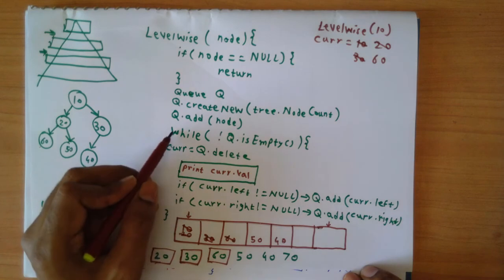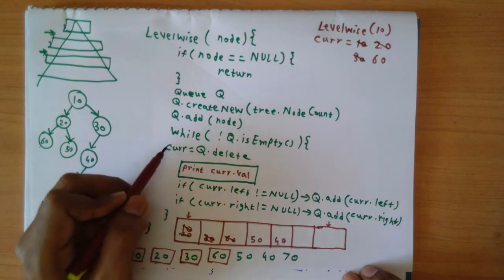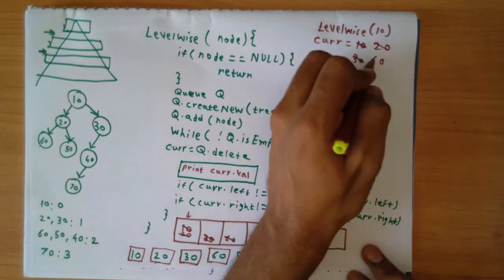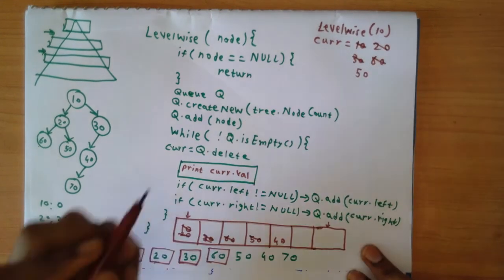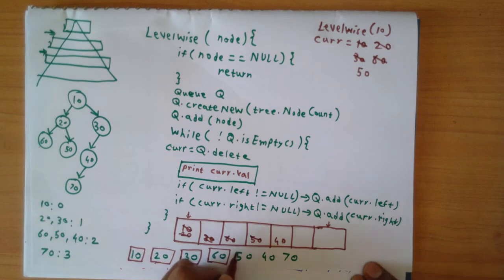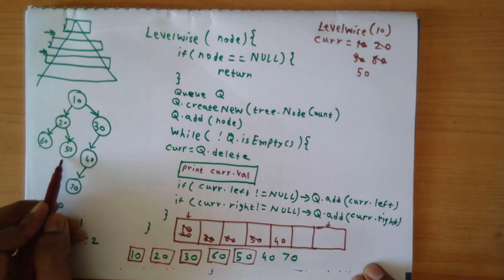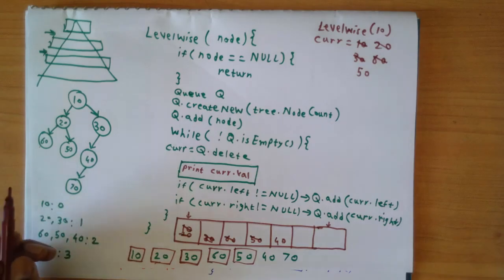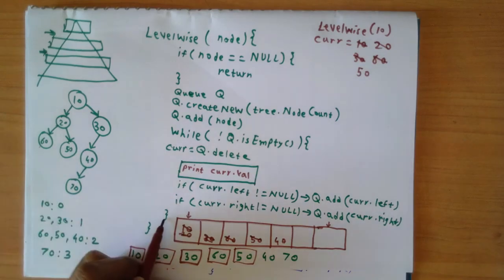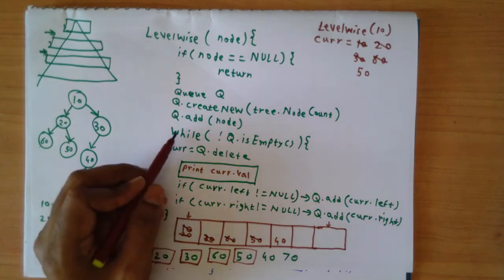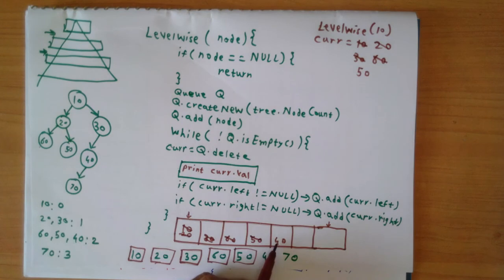I'll go back to the beginning of the loop, delete the next element. So I'll delete now 50, and my current becomes 50. And first thing I have to do is add 50 to my output, and then ask the question if 50 has any child. Again, 50 is a leaf node, so there is nothing to add. So I have reached the end of the loop while processing 50. I'll go back to the beginning of the loop. Is there anything else in the queue? Yes, there is 40 in the queue.